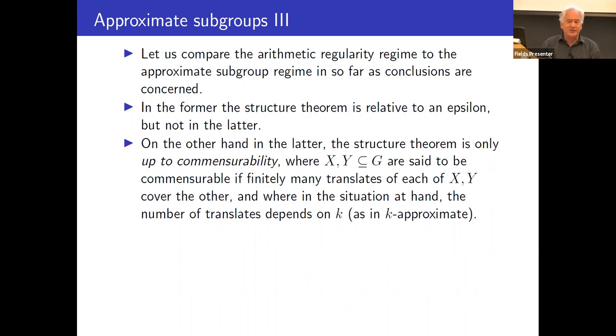Whereas in the arithmetic context, I was trying to say a little bit more. Even if your subset A is generic in a uniform way in G, you still want to say something about A, a bit more structural. A is actually maybe a subgroup or a coset. You know, you want to say something more. So that's the difference between the contexts.